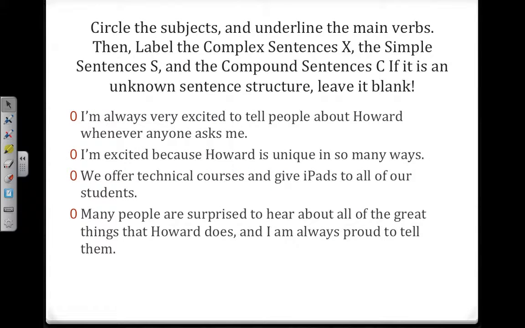They are separate. So for this practice, you are now circling the subjects, underlining the main verbs, and drawing a star over the subordinating conjunction. You are now able to label the simple sentences, the compound sentences, and the complex sentences, which we'll use an X for. So go ahead, do this practice. Once you have finished, come back to the video to check your answers. Pause now, please.